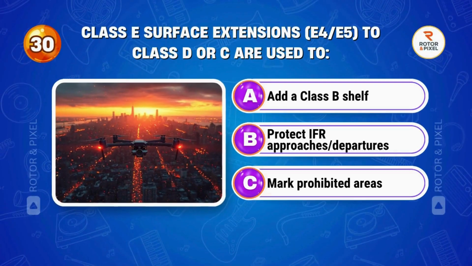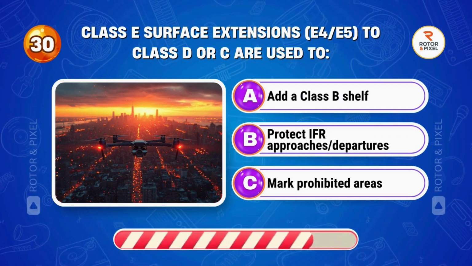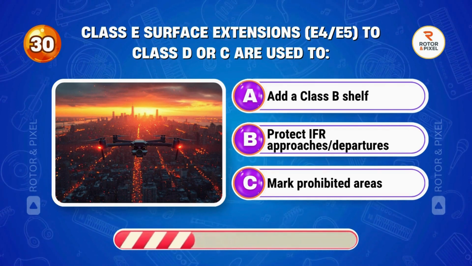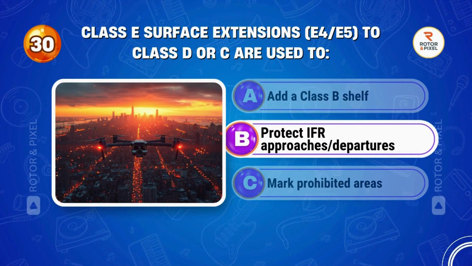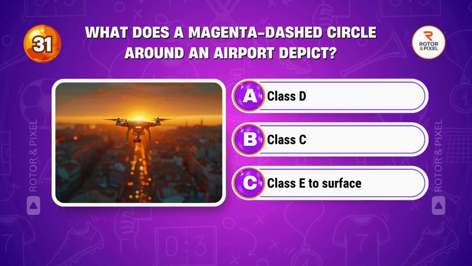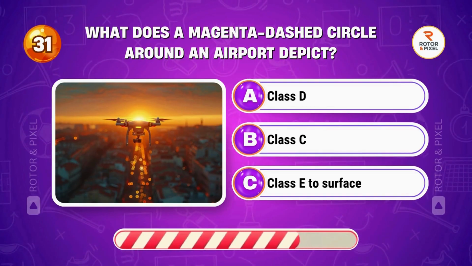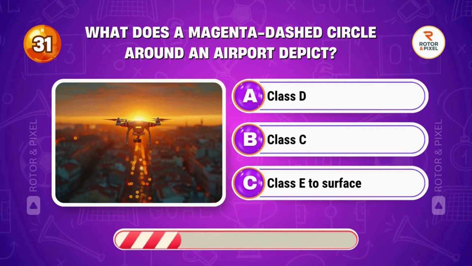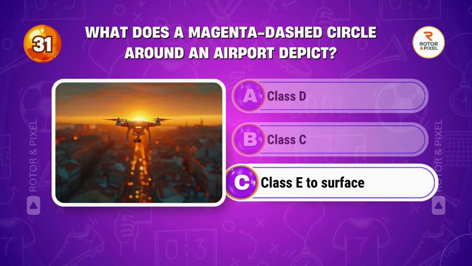Use caution. Class E surface extensions, E4/E5, to Class D or C are used to Answer B, protect IFR approaches and departures. What does a magenta dash circle around an airport depict? Answer C, Class E to surface.